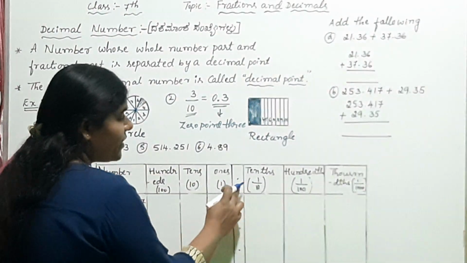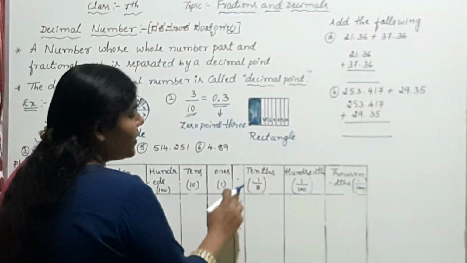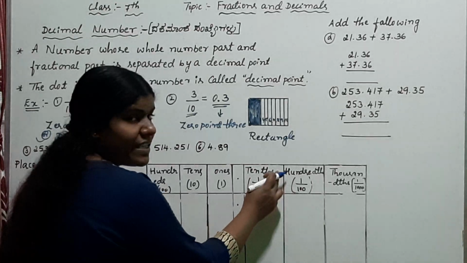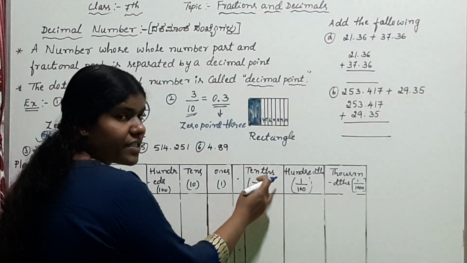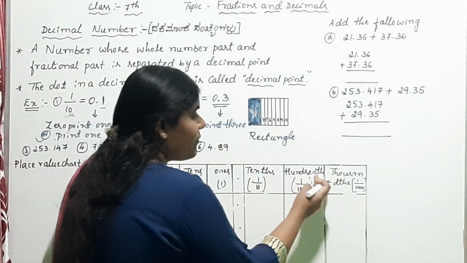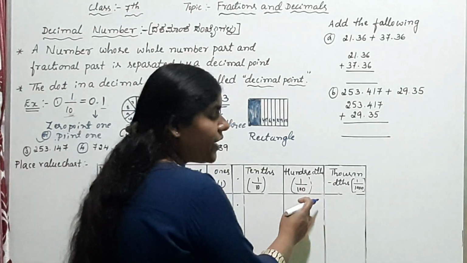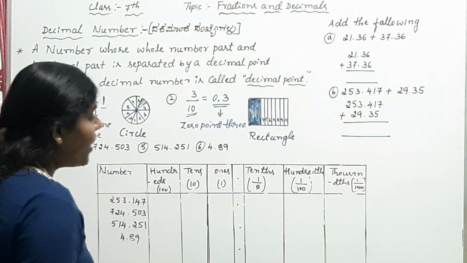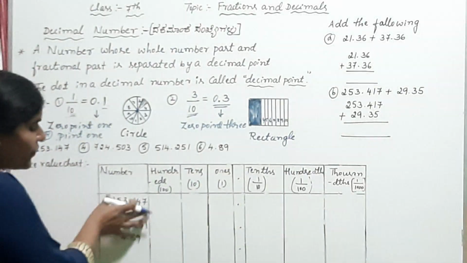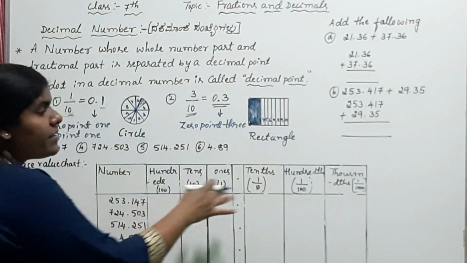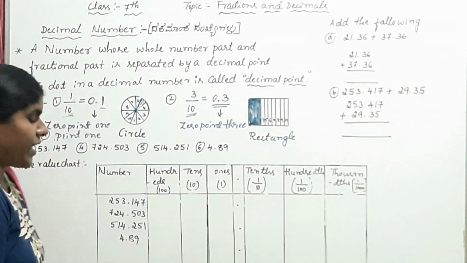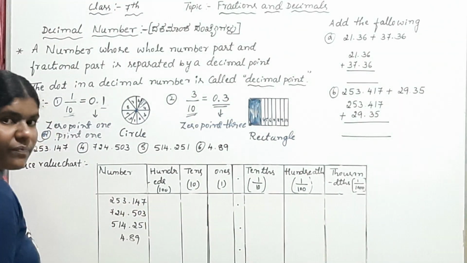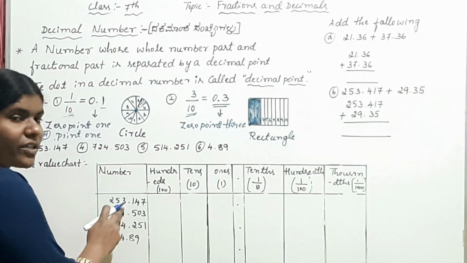After the ones you write the decimal dot. After that, the first place value after the decimal is tenths, which indicates 1 by 10. Next, the second place value is hundredths, 1 by 100. The third one is thousandths, 1 by 1000. Now I will take a few more examples. How to write this in the place value chart? Now you see, children, 253.147. Here it is very important how to read this number.